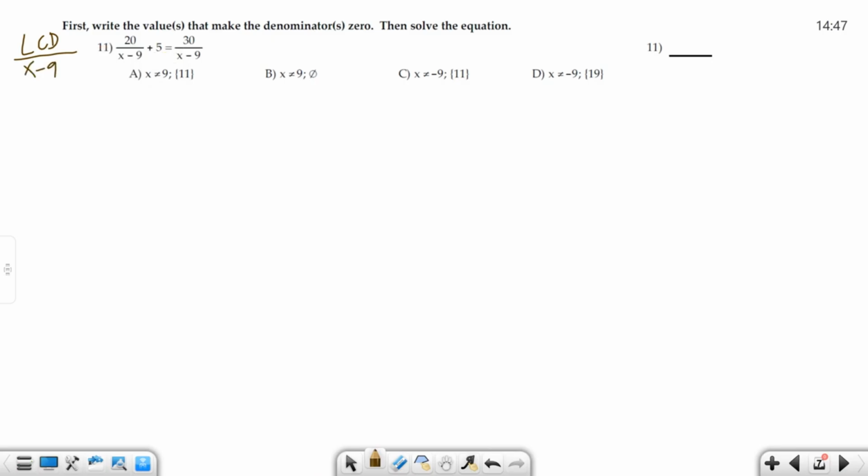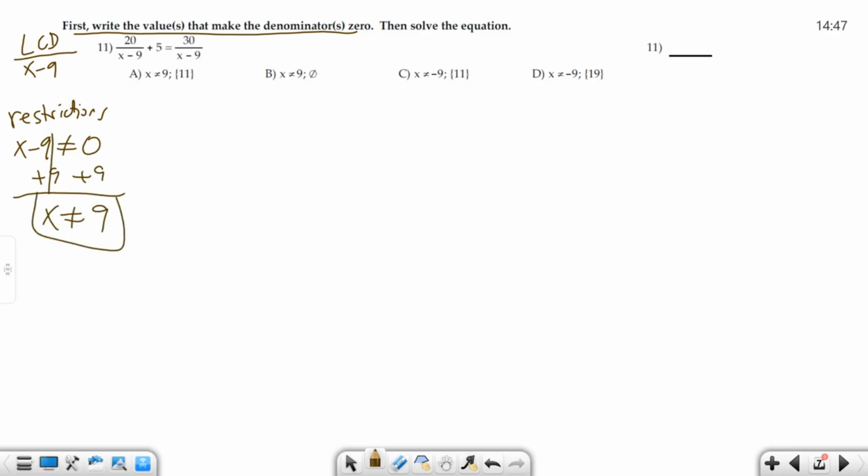That makes my life a lot easier because now when I go to find my restrictions, which is what that first thing is talking about, my restrictions here, then x minus 9 can't be what? 0, because it says find the values that make the denominator 0. So then I'm going to add 9, and what do I get? I get x cannot be 9. And that's going to be the first part. And if you look, that's either going to be A or B. That's negative 9 and negative 9. So those two cannot be answers. You with me? Those two cannot be answers. So we can get any number in the world we want to, but we can't get 9.